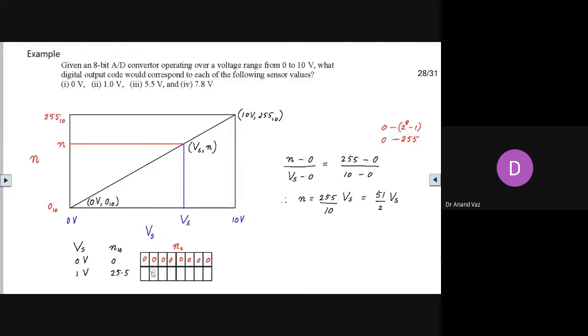Now, what should you write over here? You have 25.5. What should you have over here? To answer that question, you have two possibilities. It could be 25 or it could be 26. It can't be 24, it can't be 27. So you have an option, either you digitize it as 25 or 26. This is the option.